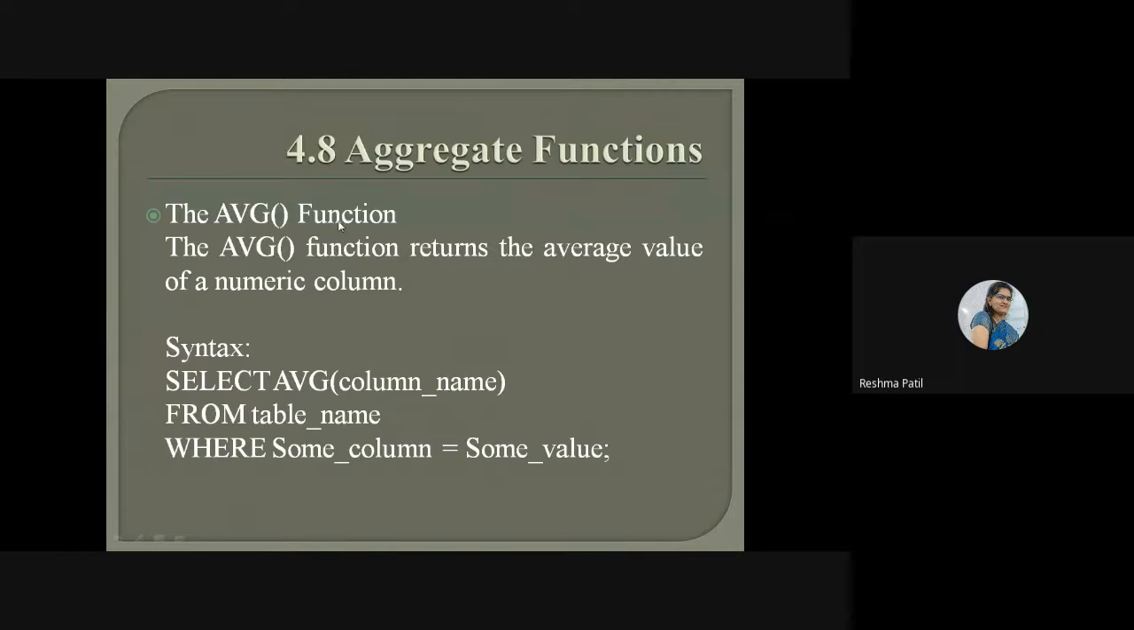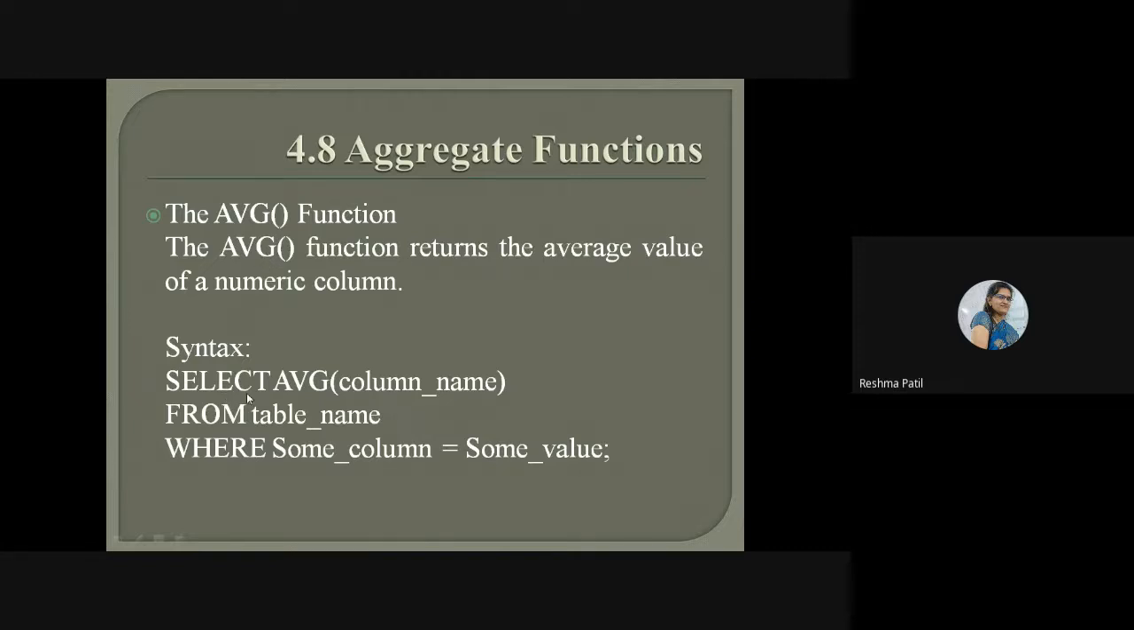First is the AVG function, average. The AVG function returns the average value of a numeric column. If there are 5 rows, it will take the addition of the values in that column. Using this function, we can add the column values together and divide by the number of rows. So that will find out the average of your total addition.